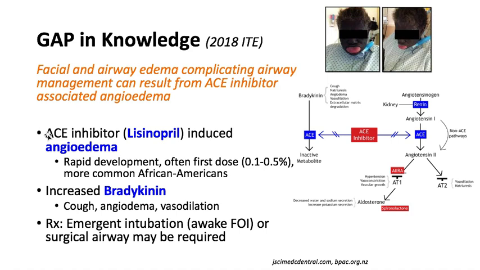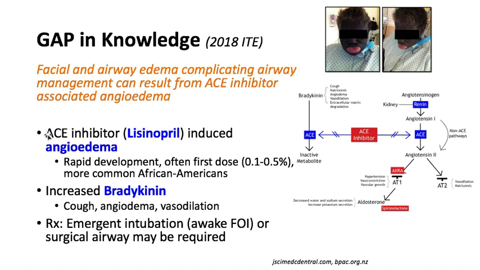The next keyword is actually a gap in knowledge from the 2018 in-training exam, that ACE inhibitors can cause facial and airway edema and make airway management very difficult because they are associated with angioedema. So ACE inhibitors like lisinopril, when they're started in a patient, can induce swelling of the airway and the face. And the graphics on the far right and the top right are examples of why this happens. The top right shows a patient with a swollen tongue and airway after an ACE inhibitor had been started.